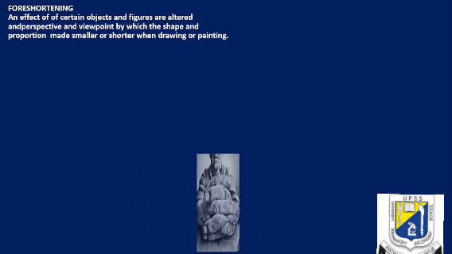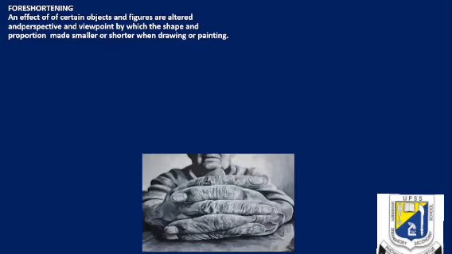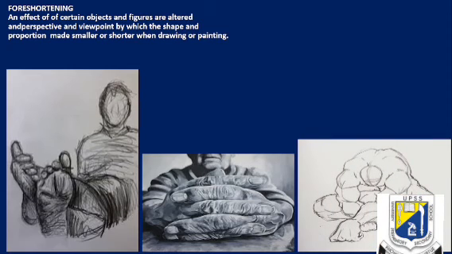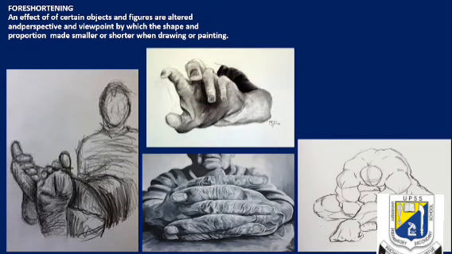And the next one is foreshortening. This word is related to drawing and painting. Here is a good example of foreshortening. It is an art or an impression whereby the part of the body that is closer to the artist seems to be larger than other parts of the body.